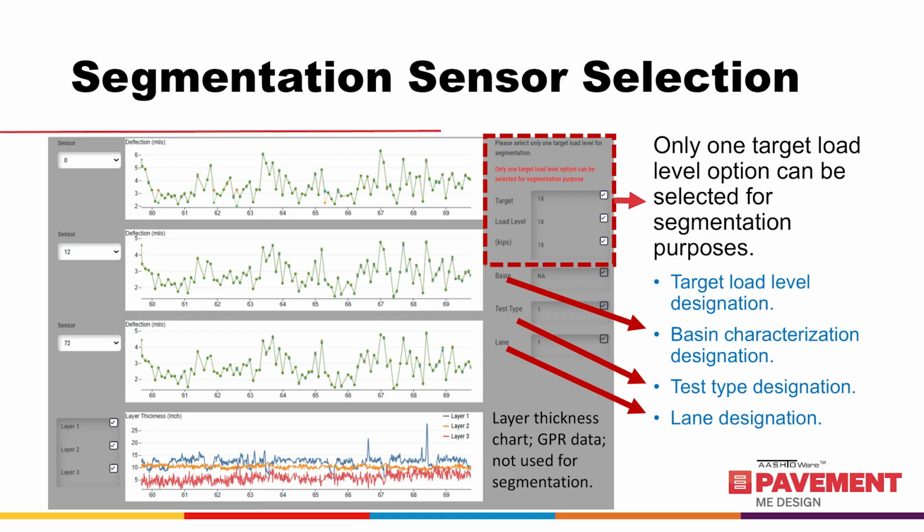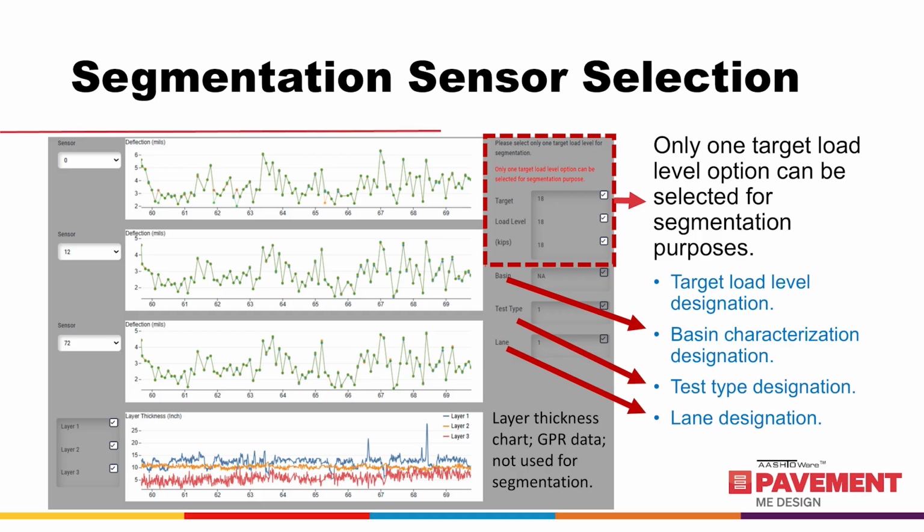Remember, the layer thickness file can be uploaded from process GPR data or borings and cores. If a layer thickness file was not uploaded in step 1 of the guided process, this thickness graph will be excluded or will not be shown on this screen. The layer thicknesses, however, are not used for segmentation purposes. The layer thicknesses for each layer are used to determine if there is a visual correspondence between the deflections for the segmentation sensors and layer thickness.